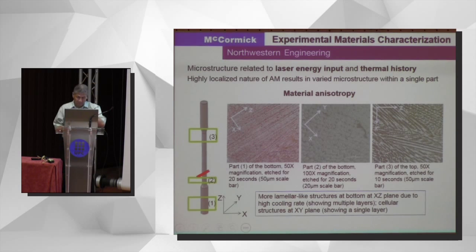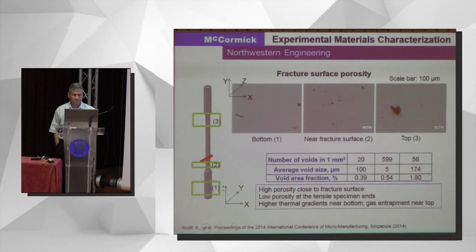What we did here is we make specimens. We haven't really decided what's the best way to do it. We make specimens, say like this, for a tensile specimen. We look at different regions. You can see they're very, very different microstructures in this case. We look at around the fracture surface, look at 1, 2, 3. You can see this is the bottom one, this is the top, near the fracture surface, and this is the top one, and they are completely different. The number of voids is different.